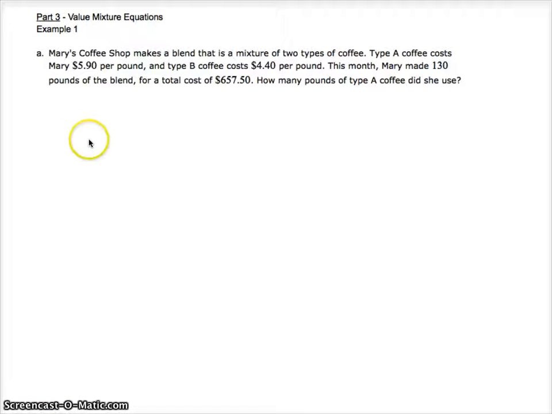Alright, in order to establish some facts here so that we can organize it, we need to first put down some information. First, we need to think about it as brand A plus brand B equals 130 pounds. We also need to establish that X is the pounds of coffee that we're going to be looking at.